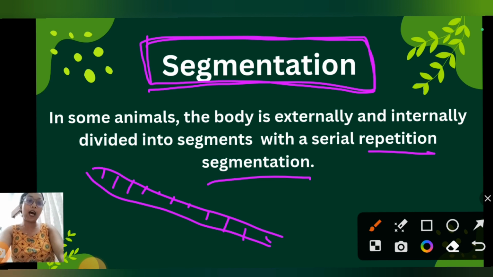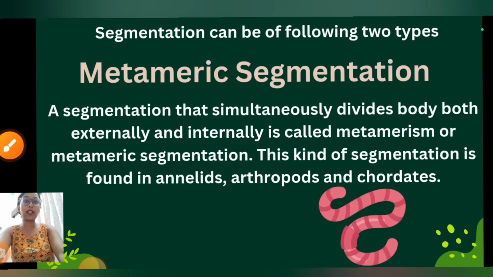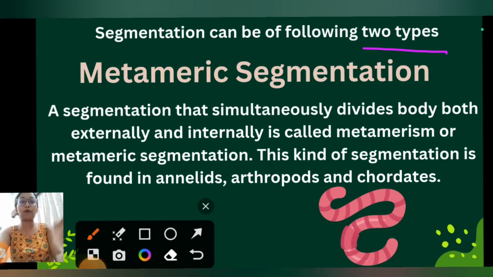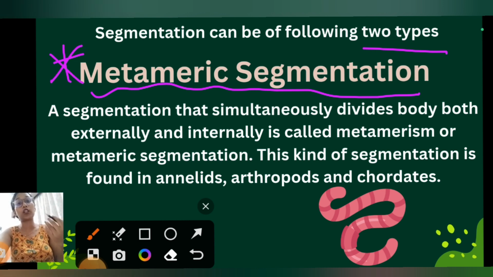So they are called segmentation, and based on this it is of two types. One is metameric segmentation. This is very important. You can see this in the case of the earthworm. In this picture of an earthworm you can see metameric segmentation.